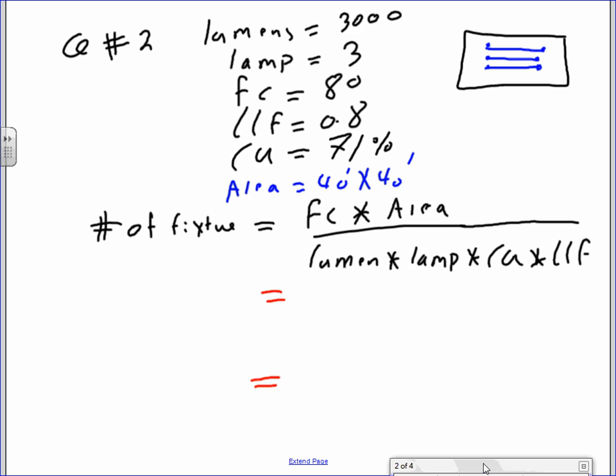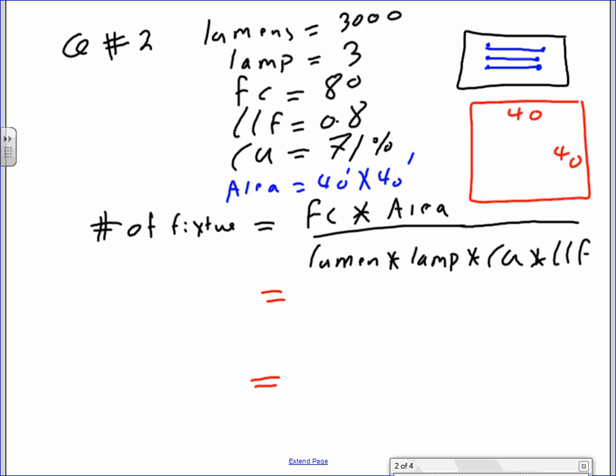So we have an area here that's 40 by 40, and we need to have fixtures in it. The formula to do this, gentlemen, is: number of fixtures equals foot candle times area, divided by lumens, lamps, coefficient of utilization, and light loss factor. Bring that formula with you.